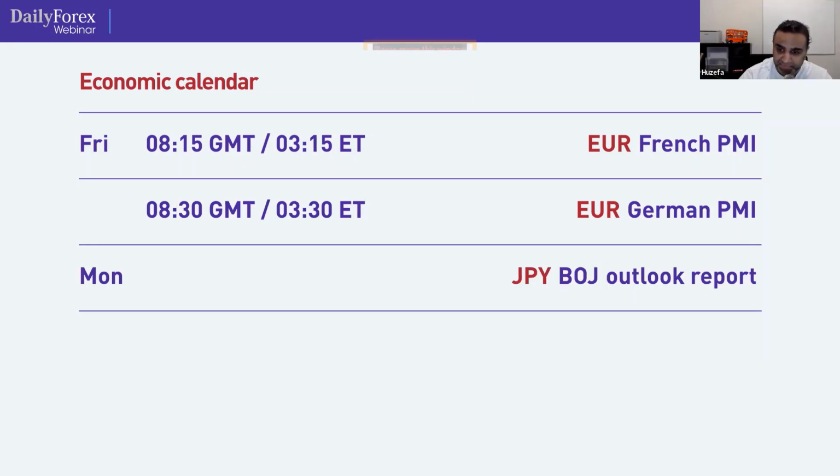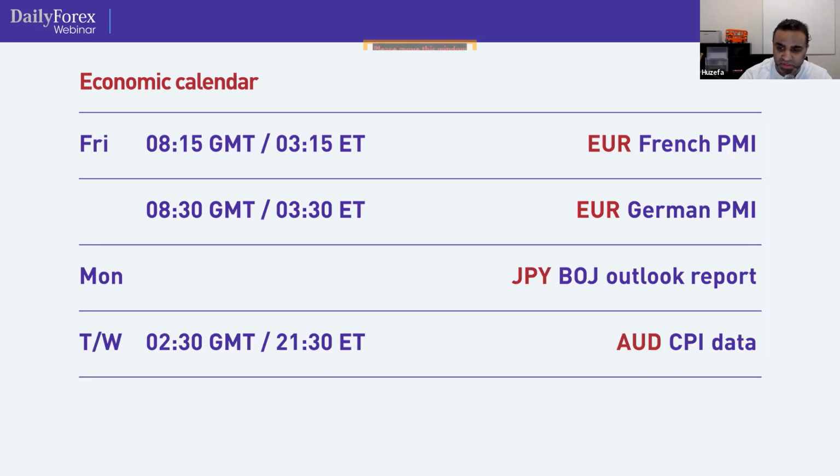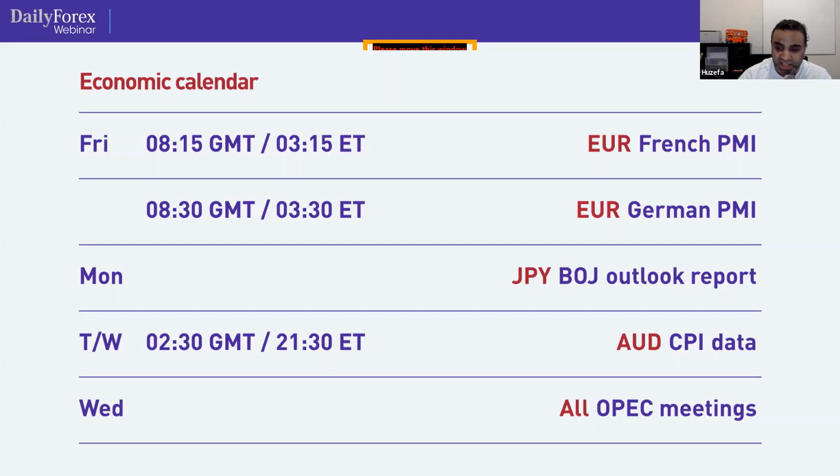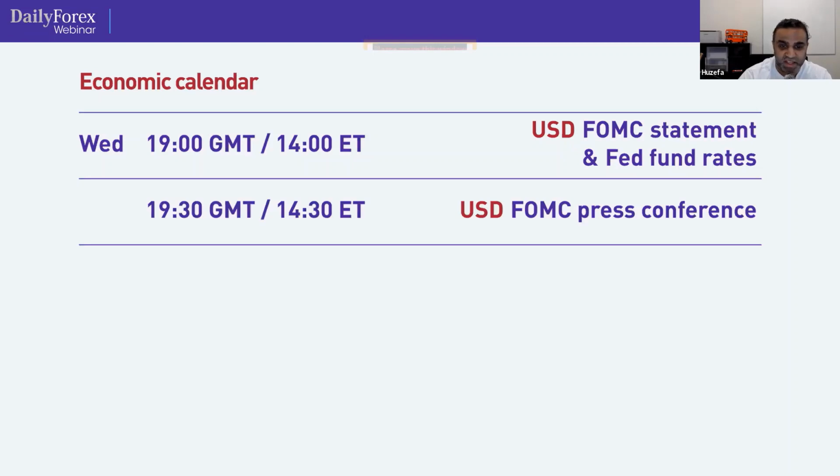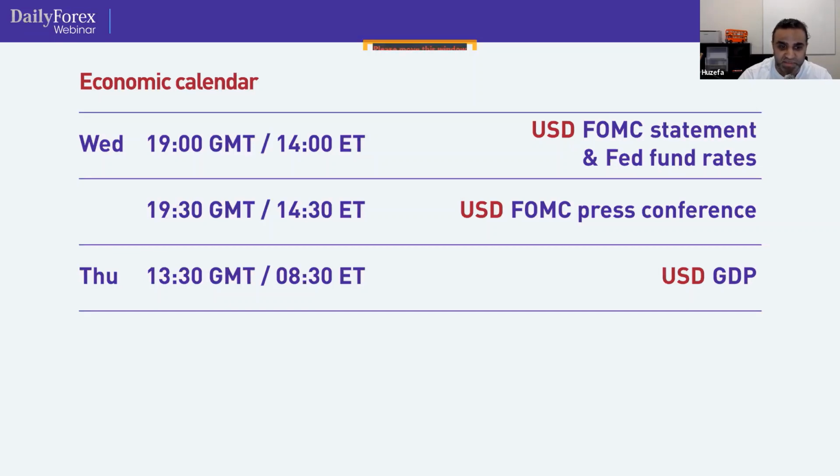Following, so Monday, Bank of Japan outlook report is released. And then late here on Tuesday, kind of early morning Wednesday, is CPI data from Australia. And then Wednesday, all day, our OPEC meeting. So institutions are going to be looking at that to see what they decide about oil output and how that might affect pricing. Wednesday, FOMC statement and Federal Reserve fund rates, and then an FOMC statement just half an hour after that. Thursday, you got some GDP numbers that are being released, and that's it for the next week.